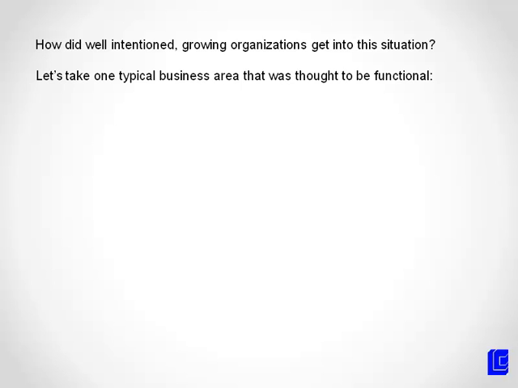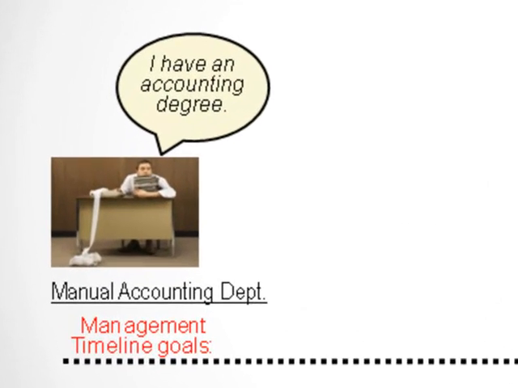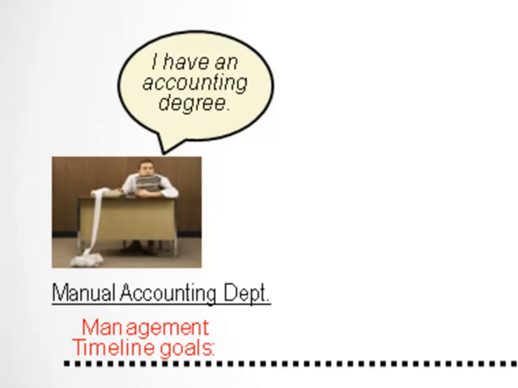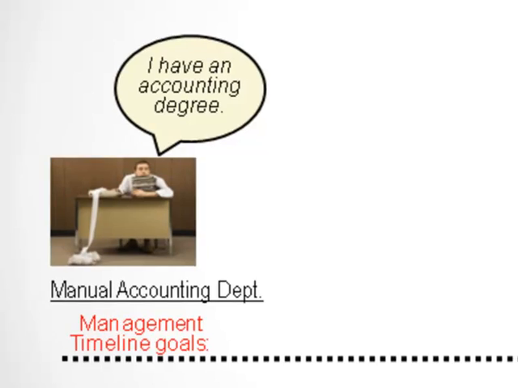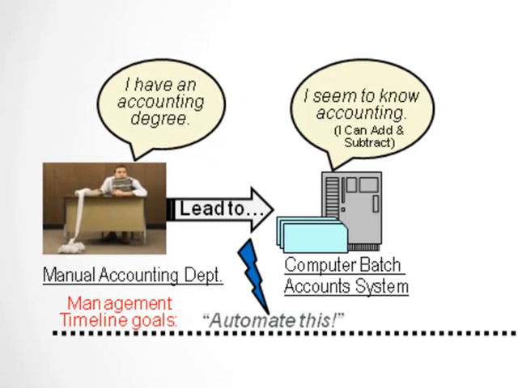Let's take one typical business area that was thought to be functional. Here's somebody in the accounting department. He got his job because he has an accounting degree and has years of experience in the field. Now he's overloaded with work. So a manager of the old data processing department in the 70s says, we can automate this and help you do your job with a computer system. We'll batch up all transactions each day and create a big batch computer system and run it in the middle of the night.